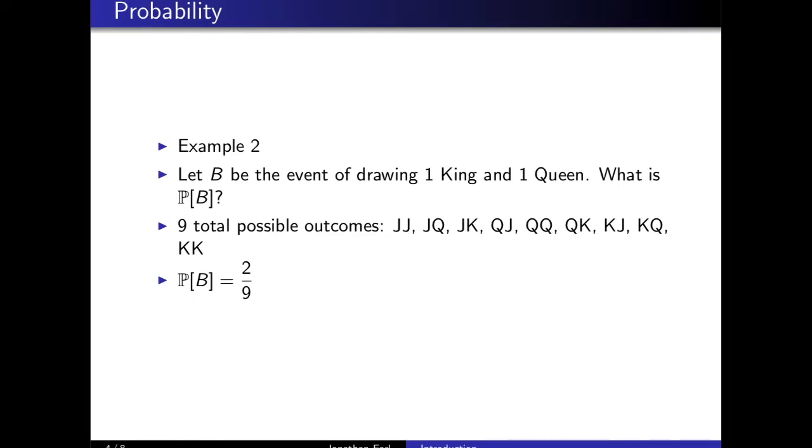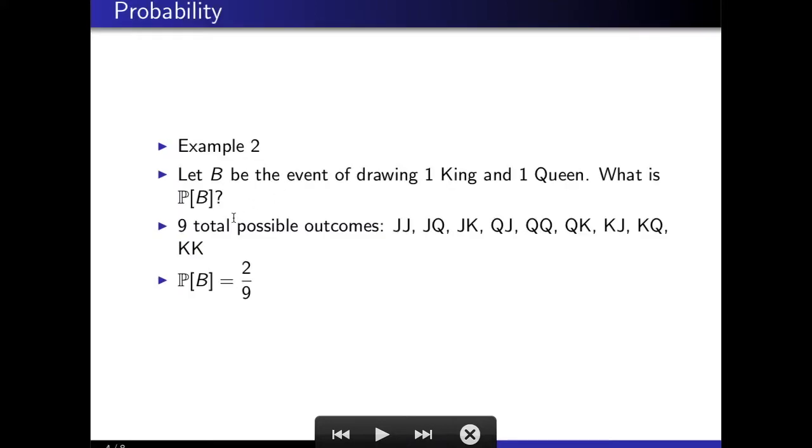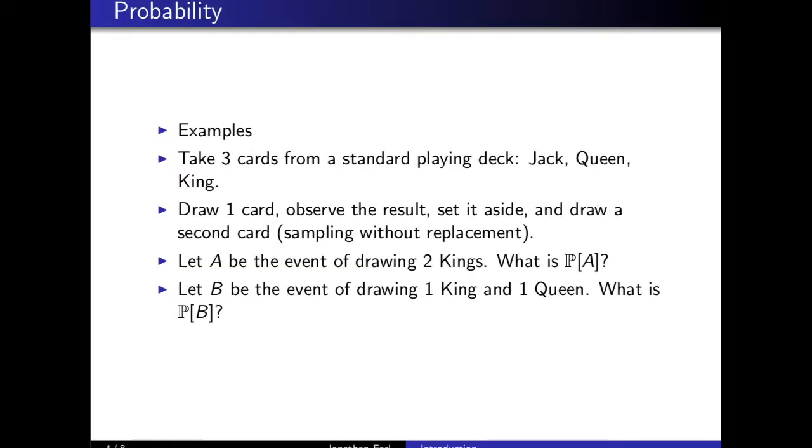king and a queen. There are 9 possible outcomes. I've listed them out here. Jack, Jack, Jack, Queen, Jack, King, and so on. 2 outcomes for B to occur. So that would tell us that the probability of B occurring is 2 out of 9. Again, the other thing we could see here is for A, that event of drawing 2 kings, there was only 1 event, so we get the 1/9 that we just had from a moment ago.